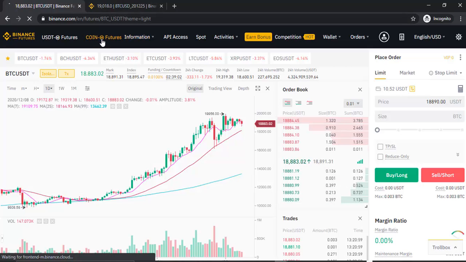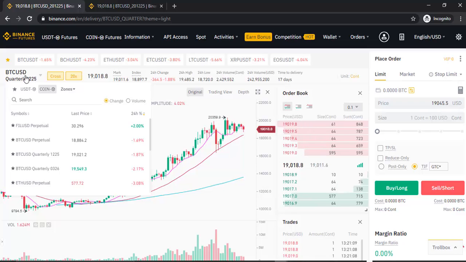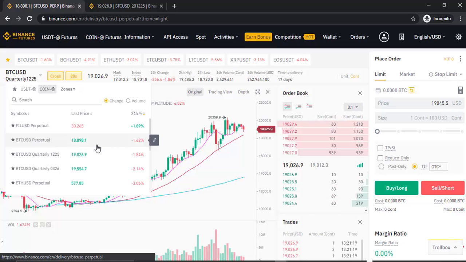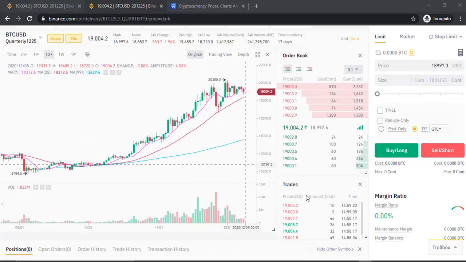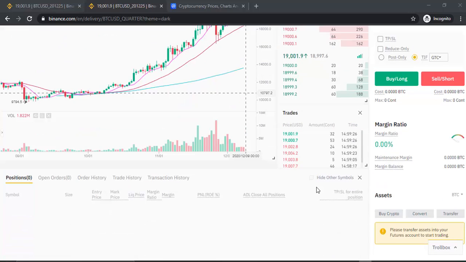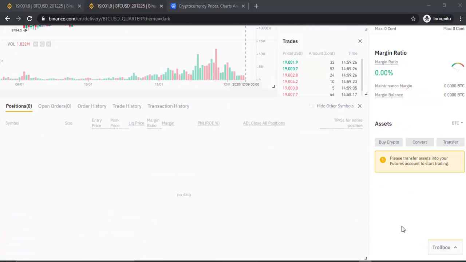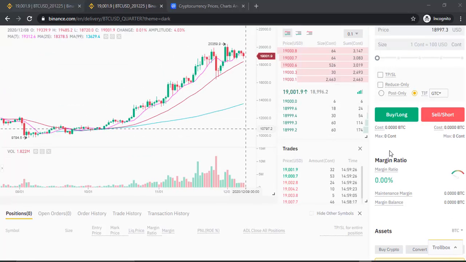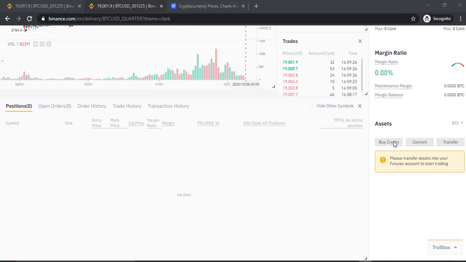Okay, so we go back to coin margin futures, and then we change the BTC USD to perpetual. Instead of quarterly, I'm going to change it to BTC USD perpetual. Before we can trade, we actually need some balance here. We need some assets so we can be able to trade. So what do we do? We do a transfer.